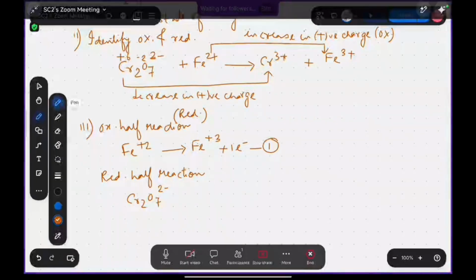Dichromate ion changing to chromium plus 3. Now see, the first one is, here chromium is in plus 6 state, changing to plus 3. The first thing is, how many units is it changing? 3 units. But see one thing, on the left hand side, we are having 2 chromium atoms, but on the right hand side, we are having only 1 chromium atom.